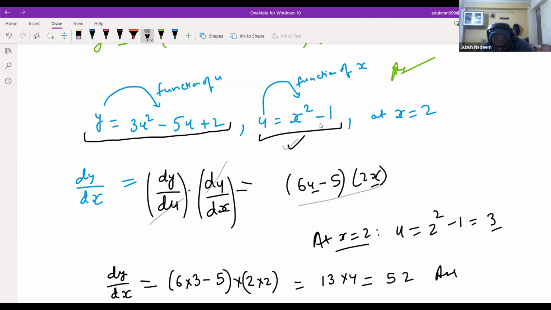Done, Satya? No, sir. Does the du and du get cancelled? Yeah, you can understand it like that, that du is being multiplied and divided.